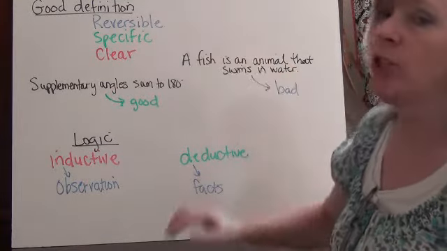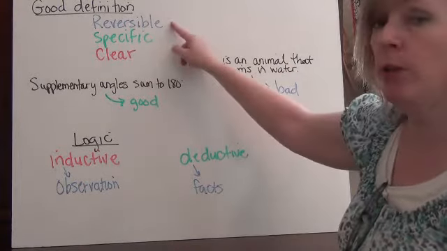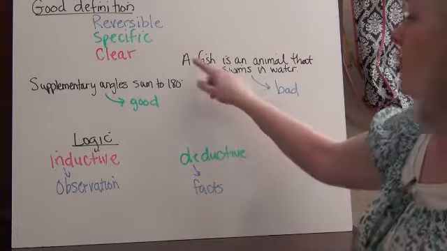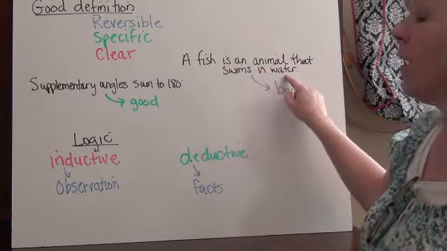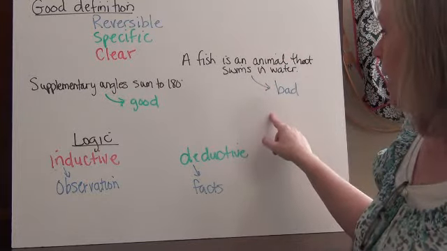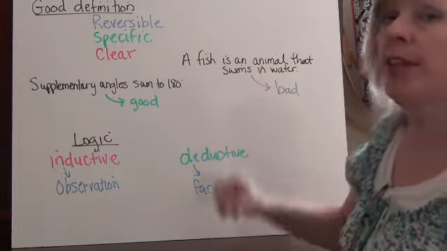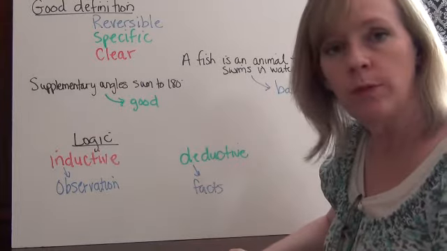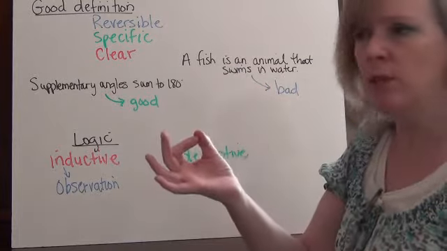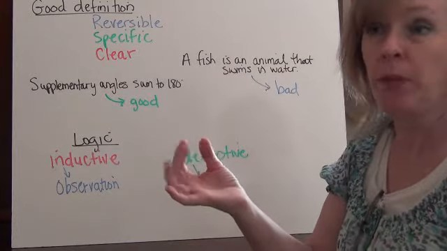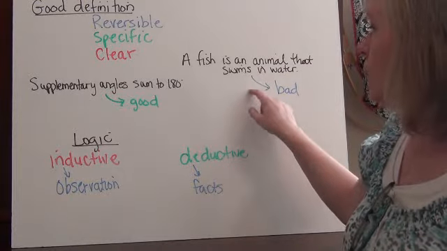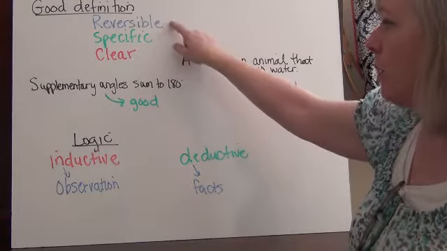So as we talk about definitions, a good definition is reversible, specific, and clear. Okay? For instance, here's a definition. A fish is an animal that swims in water. Okay? The problem with this definition is, if I swapped it, I would say, if an animal swims in water, then it is a fish. That isn't true. So this is not reversible. What about whales? Don't they swim in water? I don't know what else there is that swims in water. People swim in water. They're not a fish. Okay, so this is a bad definition. It's not specific and it's not reversible.